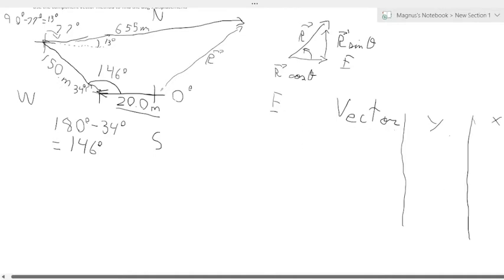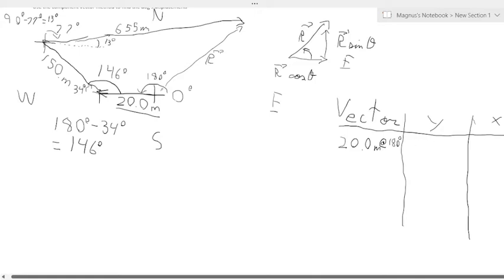Okay, so our first vector is 20.0 meters. This is 0, so 0 to our west is 180 degrees. So this would be 20 meters at 180 degrees. Okay. Actually, no, what am I doing? Sorry. No. There we go.